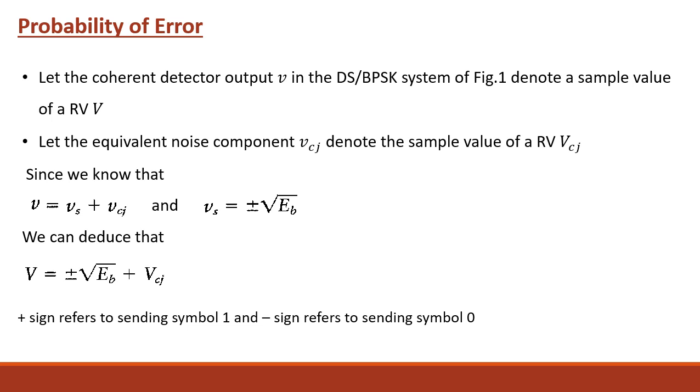Since we know that the output of the coherent detector small v is equal to Vs plus Vcj, and Vs is a deterministic quantity, that is plus or minus root EB, in terms of the corresponding random variables we can rewrite the expression as capital V is equal to plus or minus root EB plus capital Vcj. Here the plus sign refers to sending symbol 1, and the minus sign refers to sending symbol 0.